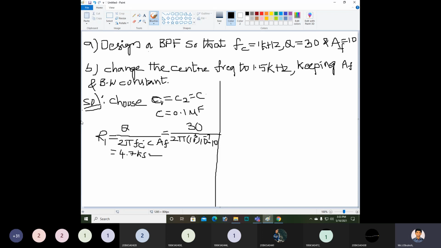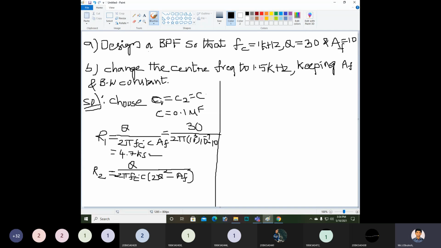Next to R2. Tell me the formula for R2. R2 is equals to Q by 2 pi Fc into C into 2 Q square minus AF. This is the formula for R2.